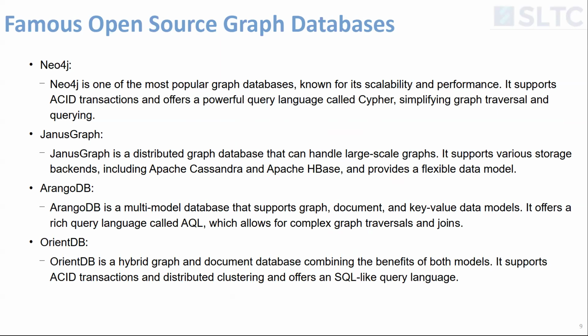So first in the line is Neo4j, one of the most popular graph databases. It's popular because it's scalable and also very fast performance-wise. And it also supports ACID transactions and offers a powerful query language called Cypher. Right? And it simplifies graph traversal and querying. A very, very good one. In fact, we'll be using it for our application as well.